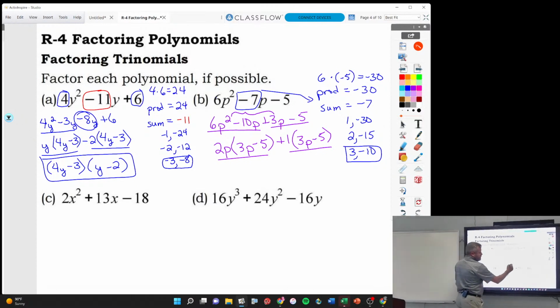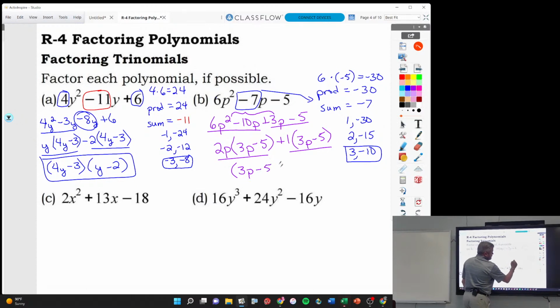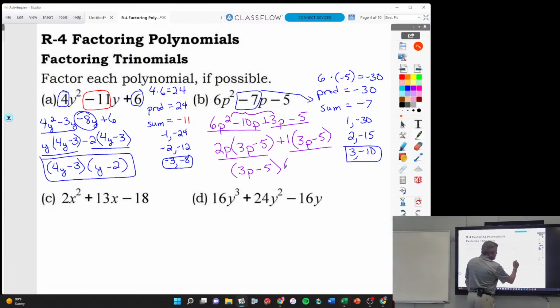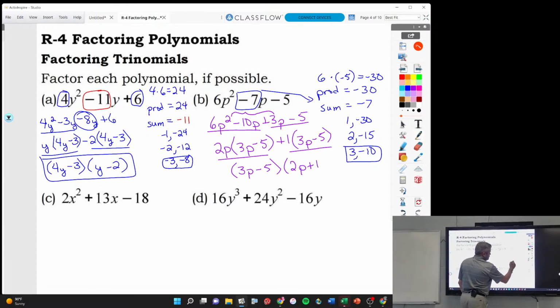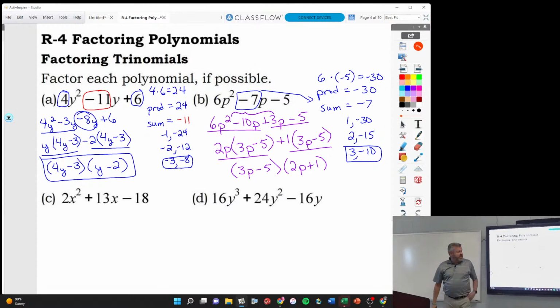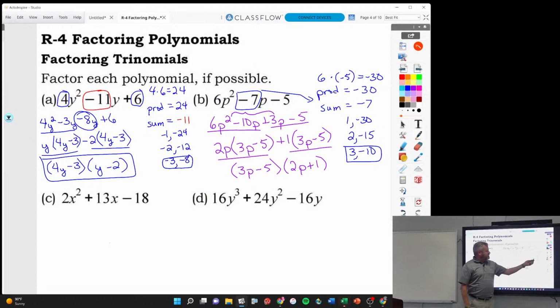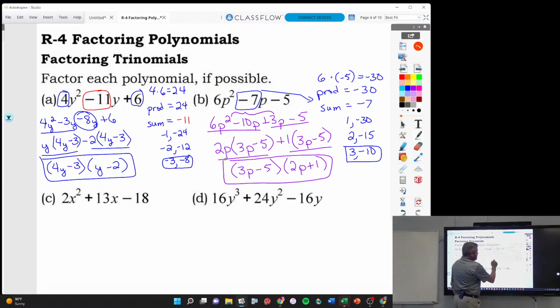Looking at those two terms, they both have a 3p minus 5 in common, so I'll factor out a 3p minus 5. After factoring those out, you can see that I have 2p plus 1 left. And I want to point out when I'm factoring stuff out, when I factored out that 3p minus 5, notice that I'm multiplying 3p minus 5 times 2p plus 1. I've seen people try to put a sign in between there, and that's not right. Because notice this 3p minus 5 is multiplied by the 2p. Notice this 3p minus 5 is multiplied by the 1. Okay? So the final answer is those two binomials multiplied together.